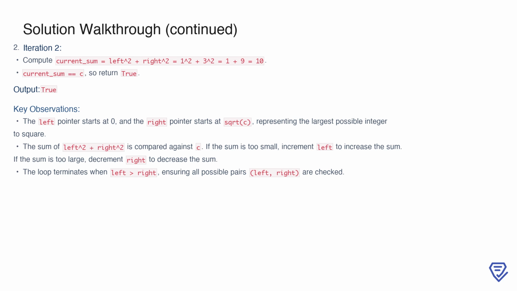Through these examples, we can observe a consistent pattern in how the two-pointer approach works. The left pointer starts at 0, while the right pointer begins at the integer square root of c, representing the largest possible integer to square. Depending on whether the current sum of squares is less than, equal to, or greater than c, we either increment left to increase the sum or decrement right to decrease it. By doing this systematically, we ensure that all valid combinations of squares are checked before the loop terminates.